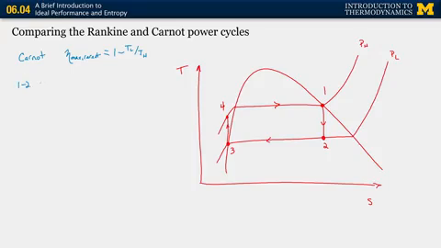Remember, the Carnot cycle had our 4 steps. 1 to 2 was isentropic expansion. Then 2 to 3 was constant temperature, or isothermal, heat rejection. 3 to 4 was isentropic compression. And then 4 to 1, to complete that loop in the cycle, was constant temperature heat addition.